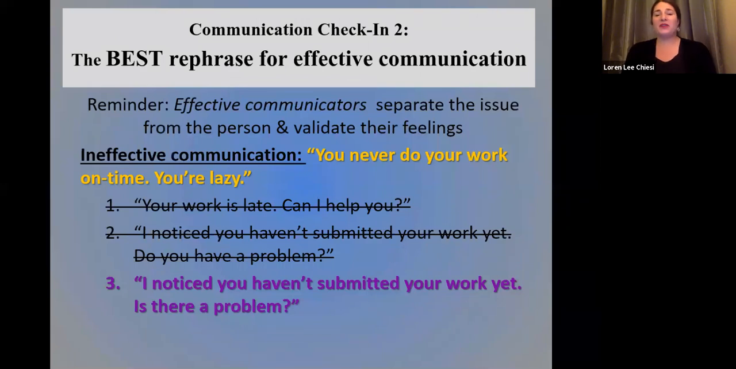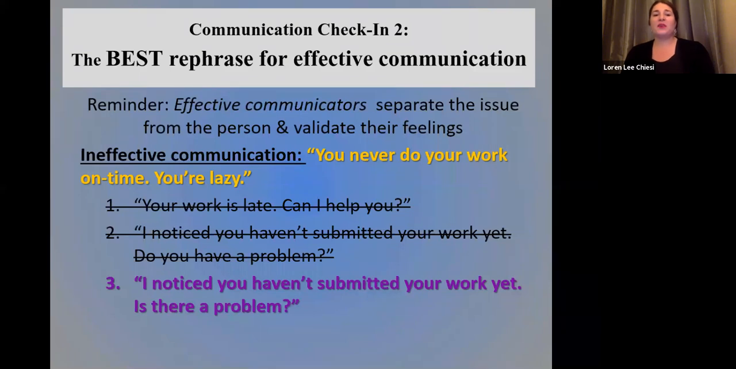So for this one, you never do your work on time, you're lazy. That statement is all full of problems. You never do your work. It's starting off with a you statement, then never, a generalization, and then you're criticizing the other person and calling them lazy. So that's pretty general, that's a pretty divisive statement.